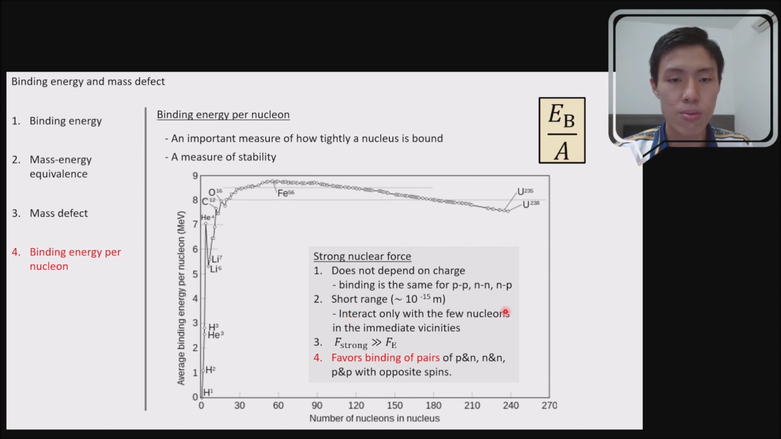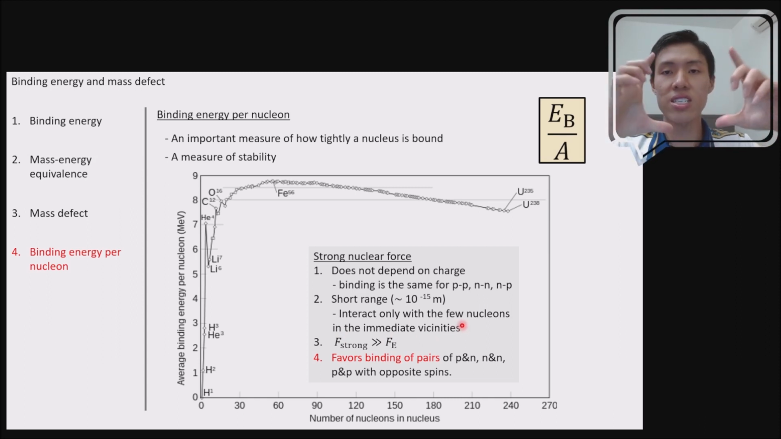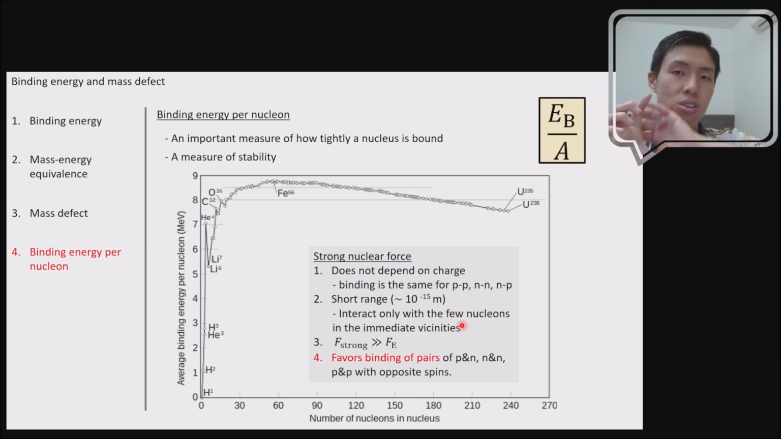Okay, they are only able to bind with the nucleons in the immediate vicinity. So if the nucleus is this big, the neutrons over here might be able to bind to the protons and neutrons around this region, but they are not able to bind to the protons and neutrons on the far side of the nucleus. You can think of it as neighbors holding on to neighbors only. But this is very important to explain why the graph shows an increase followed by a decrease.